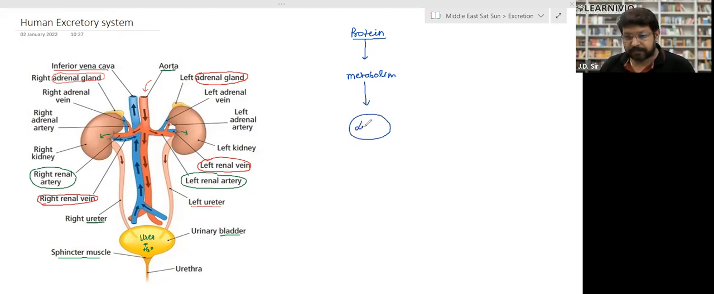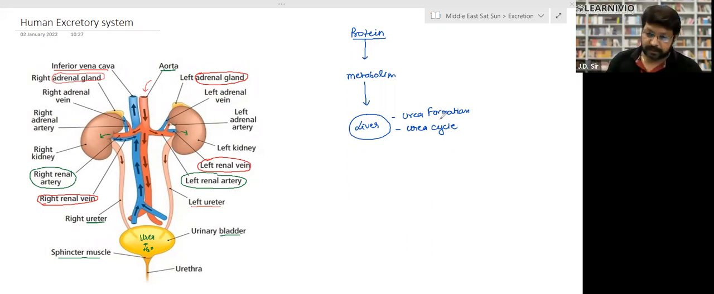So this is the liver. In the liver, urea formation takes place, and it takes place with the help of a cycle called the urea cycle. I told you in the last class that urea formation takes place in the liver. All of you have to write down whatever I am jotting on the whiteboard: urea formation takes place in the liver due to the urea cycle, right? Then what happens? Urea is formed.